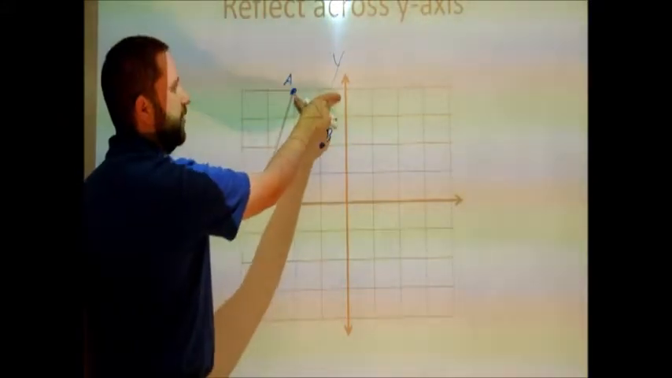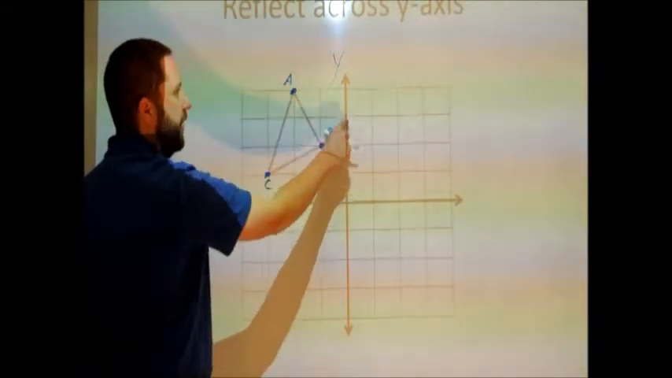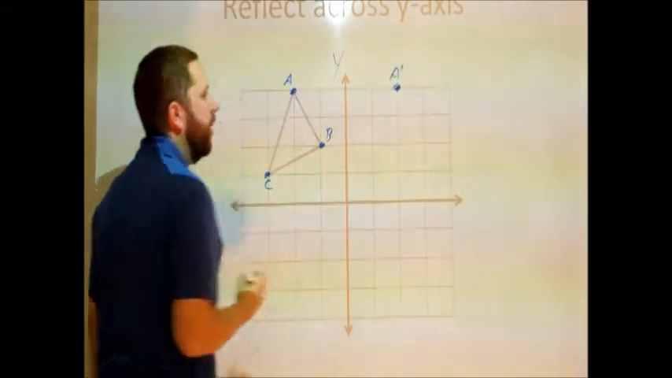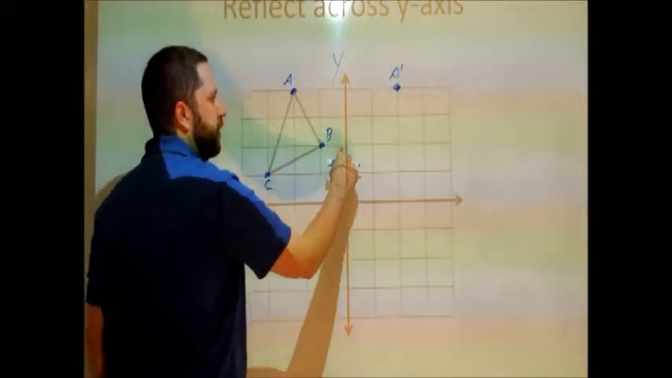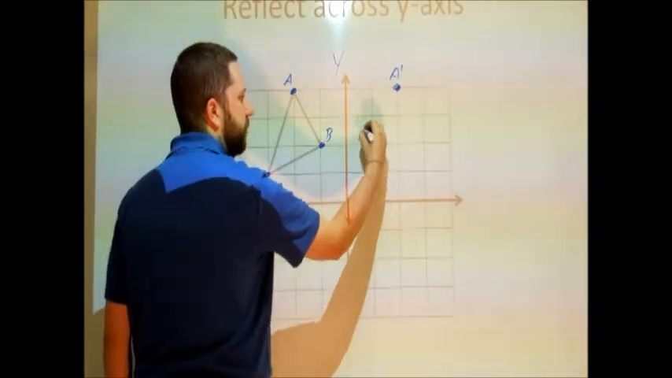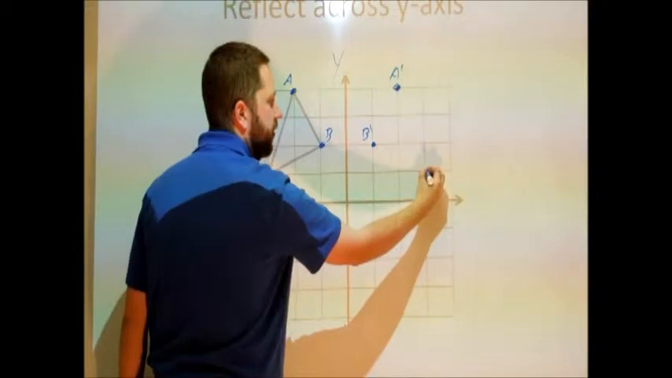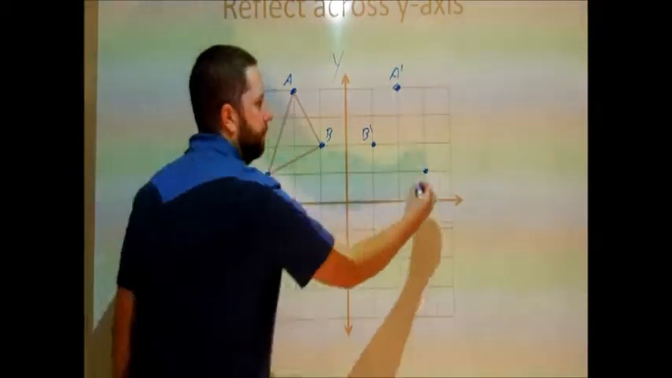So A is 2 points from the y-axis, so I'm going to move 2 points to the other side and put A prime. B is 1, so I'm going to move 1 to the other side and put B prime. And then C is 3, so I'm going to move 3 on the other side and put C prime.